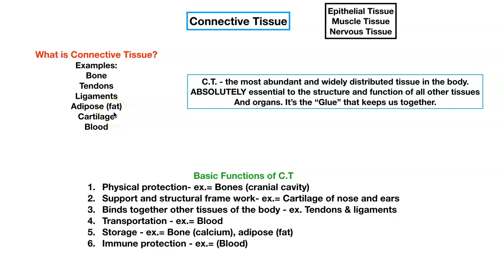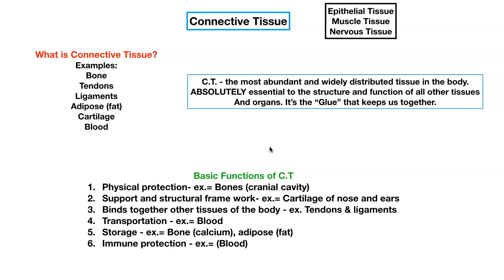Hi class, this will be one of two videos that I'll be doing for connective tissue. Just to recap, we have 4 tissue types in our body. Epithelial tissue, we've already gone through that. You have to have that down. Today we'll be doing connective tissue, and later on we'll be doing muscle and nervous tissue.